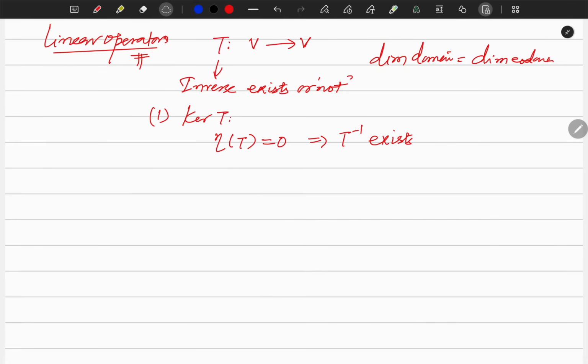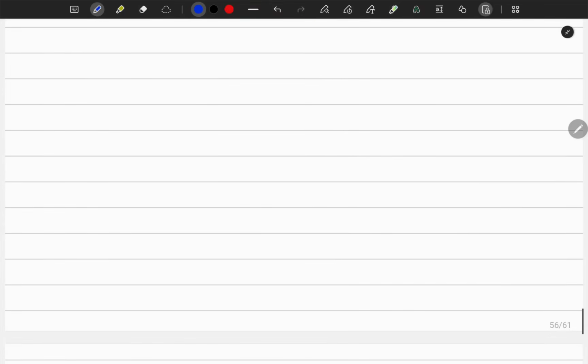So the dimension should be the same and the nullity should be 0, then the T inverse exists. Okay. So the question will be like this. If T is from R3 to R2 such that T of (x, y, z) is equal to (x plus z, minus y), find the kernel. It is a 2 marks question. Find the kernel.